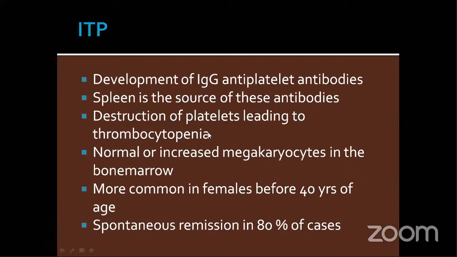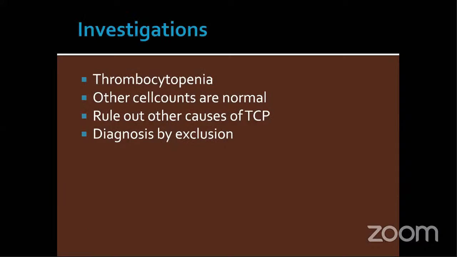So it is destruction of the platelets. What happens when platelets are getting destroyed? The bone marrow will not sit quiet. It will produce more and more megakaryocytes. It is more common in females below 40 years of age. Please remember these figures. In almost 80% of the cases, there is spontaneous remission. So it is a very transient episode of thrombocytopenia. It is because of the auto destruction of the platelets because of the IgG antibodies produced by the spleen.